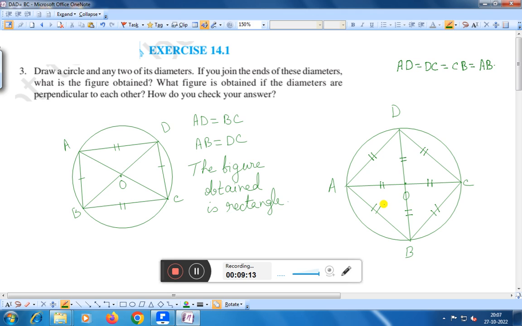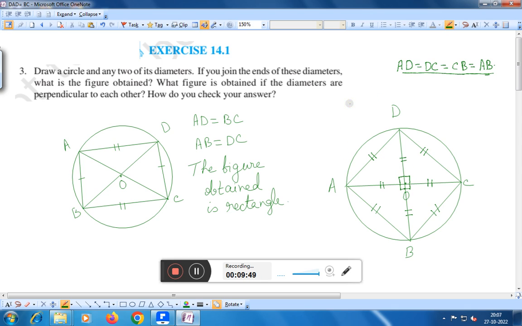That means here we are getting, if we join the diameters of this circle perpendicular to each other, perpendicular means 90 degrees. Here you see, this is 90 degrees, this is 90 degrees, this is 90 degrees, and this is also 90 degrees. Perpendicular to each other, then the figure obtained is a square. How do you check your answer? If we measure the sides of this quadrilateral, we will find that all the sides are equal. If all the sides are equal, then you can say that this is a square. What figure is obtained if the diameters are perpendicular?